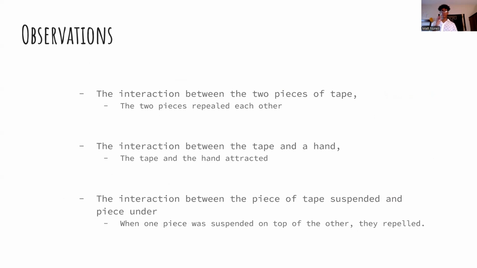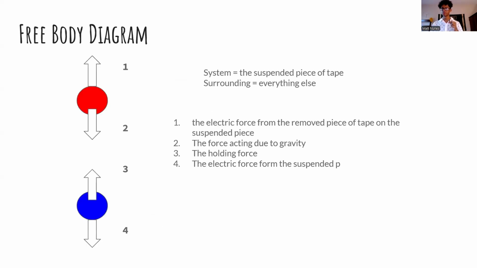As I said, some key observations I made were that two pieces of charged tape would repel each other, and the tape would attract my hand. If you get a piece of plastic, any type of plastic, and rub it on fur or your hair, it would get negatively charged. If you placed it close to that tape, it would also attract. So by that, we could determine that the tape was positively charged.